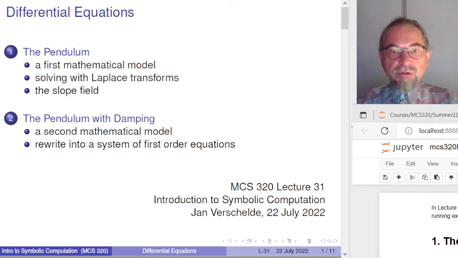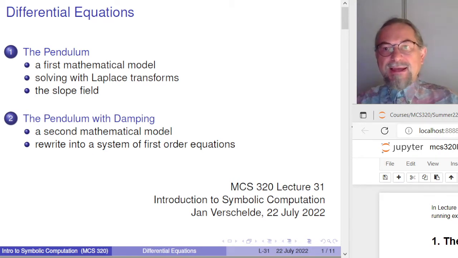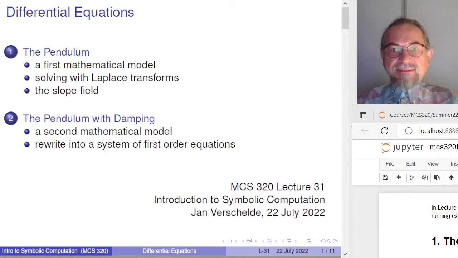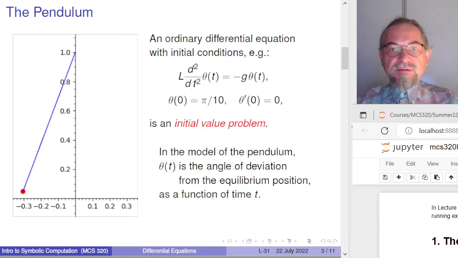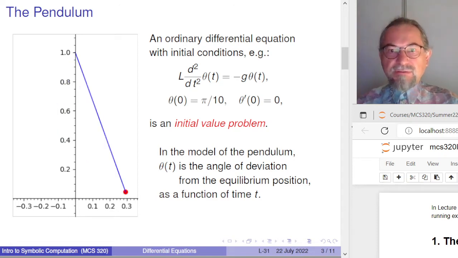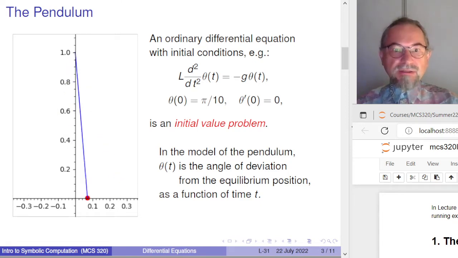In the second model, we will see damping. So we will add damping to the model, and that will then be solved mathematically after a rewrite of the second order model into a system of first order equations. So the purpose of this lecture is to illustrate the benefit of computer algebra systems such as SageMath to model the problem, to solve it, and to visualize.